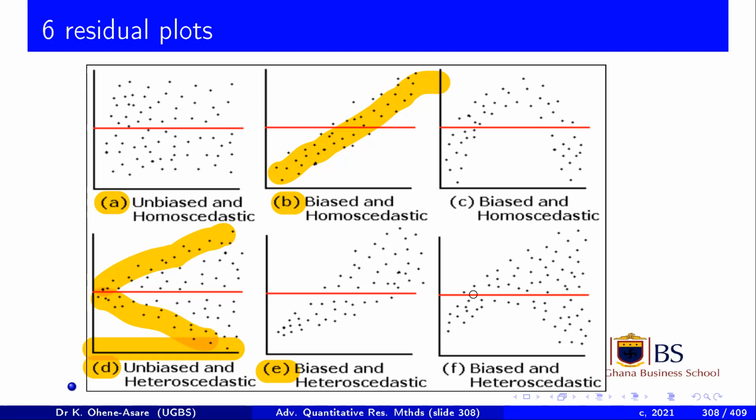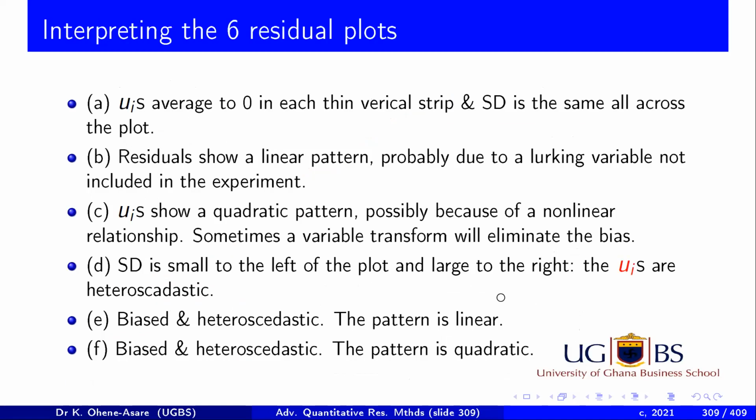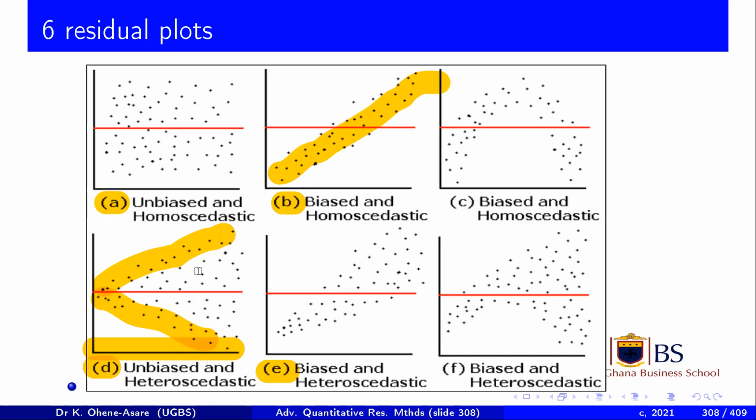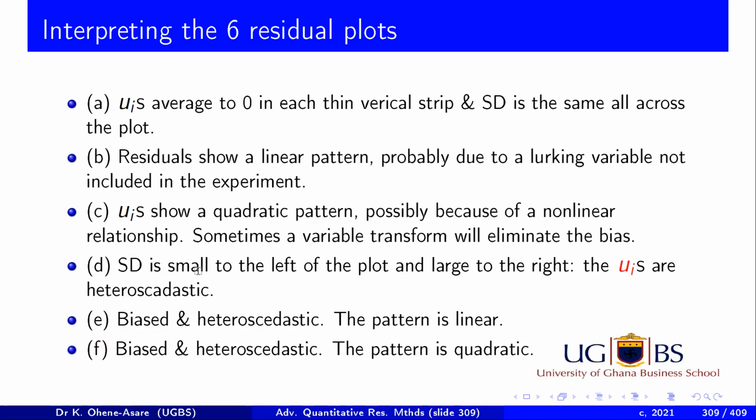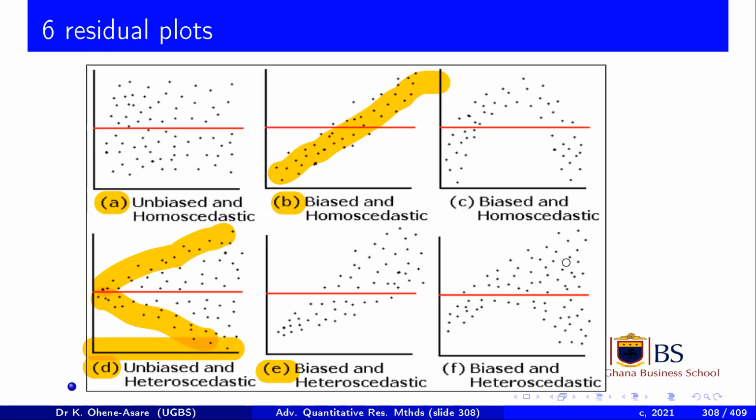And that is it. So it appears that the pattern is not obvious, and that is a point being shown here. Okay, so the key point is that when there's a standard deviation that is small, if you look at D1, the standard deviation is very small at the edge to the left of the plot and large to the right. So that shows that the errors are heteroscedastic.